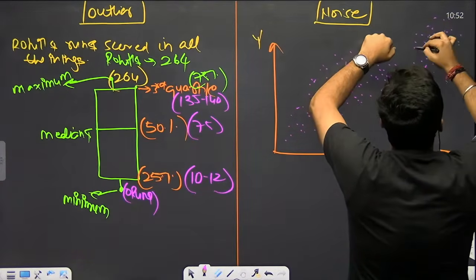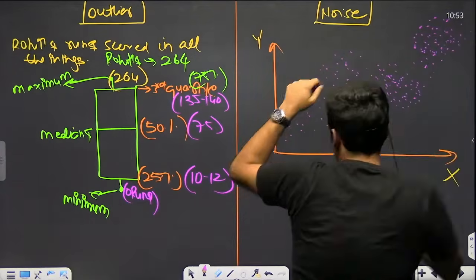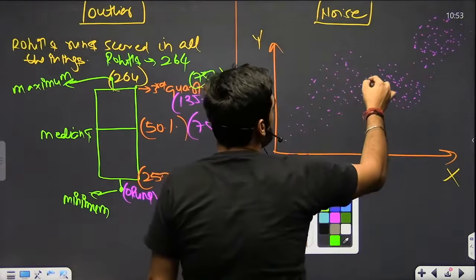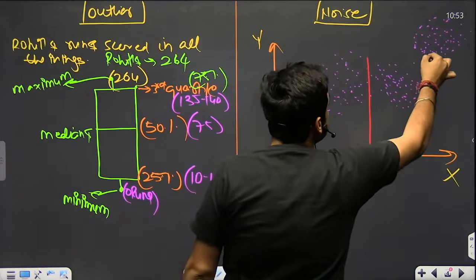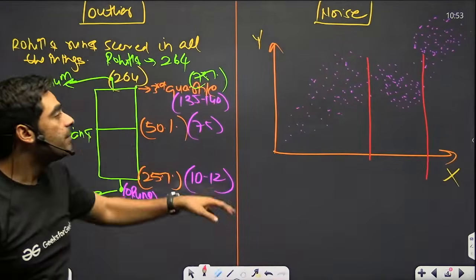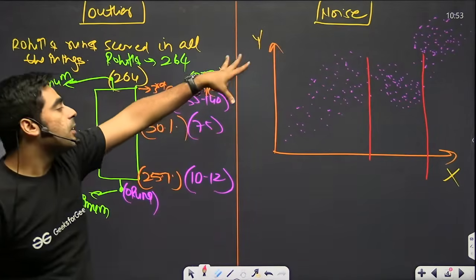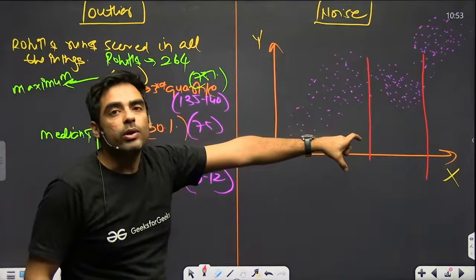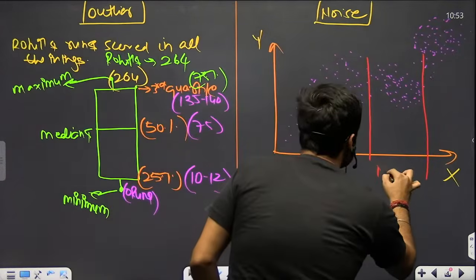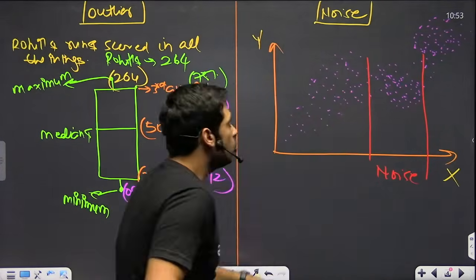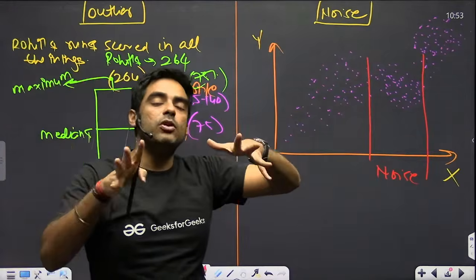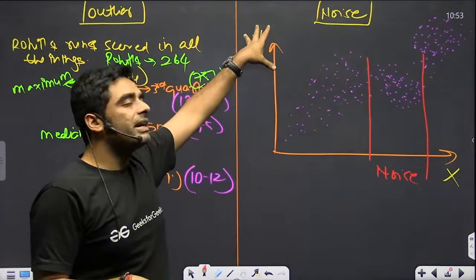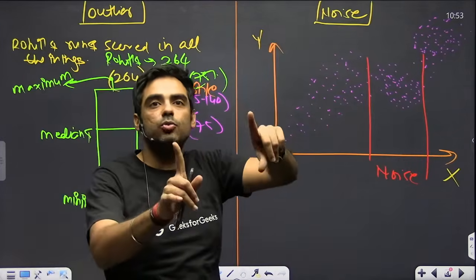So basically, what is noise? Noise is the aberrant behavior of the independent variable when it influences the dependent variable. This is known as noise. So noise is the aberrant or abnormal behavior of an independent variable when plotted against a dependent variable.